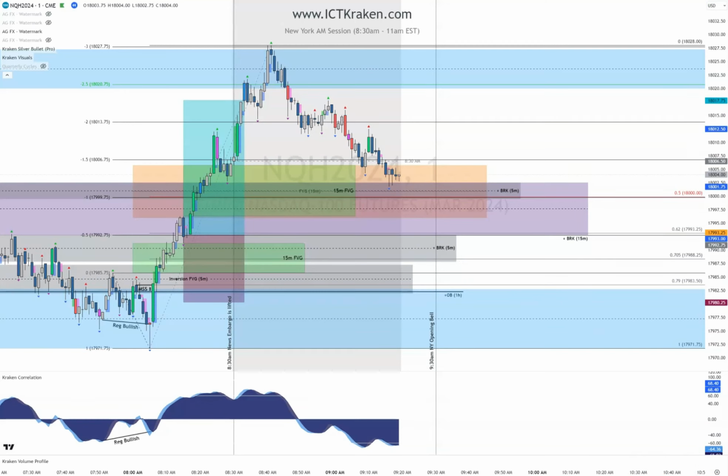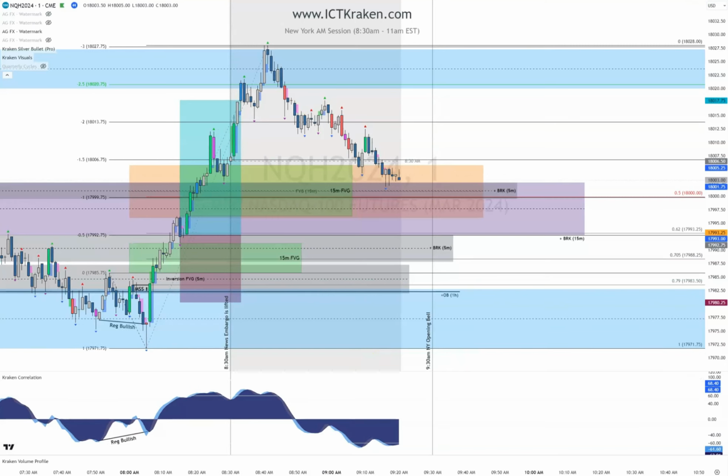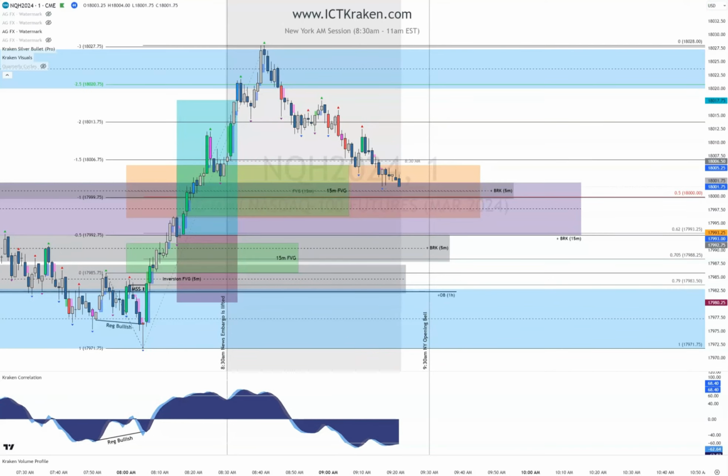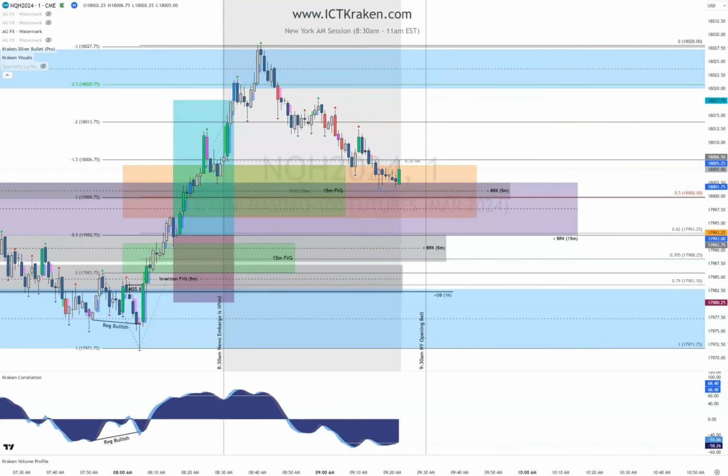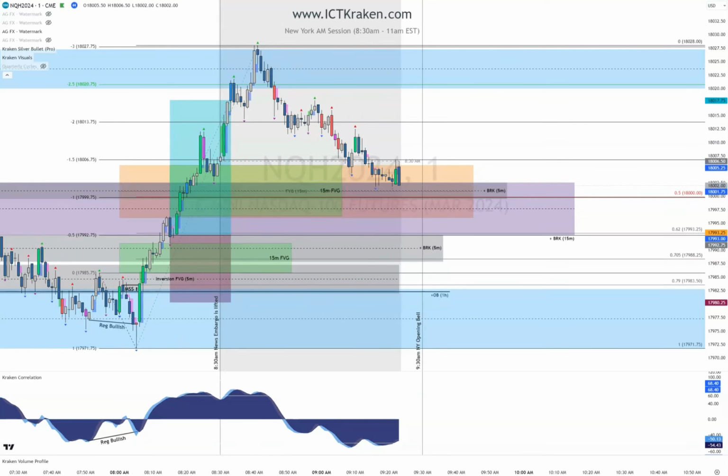All right, so then I'm looking at this and I'm like, hey, this is starting to print some divergence again. Okay. So I'm looking at this and I'm like, hey, this is regular bullish divergence. This is going up, right? Regular bullish divergence. All right, it's printing it right now.